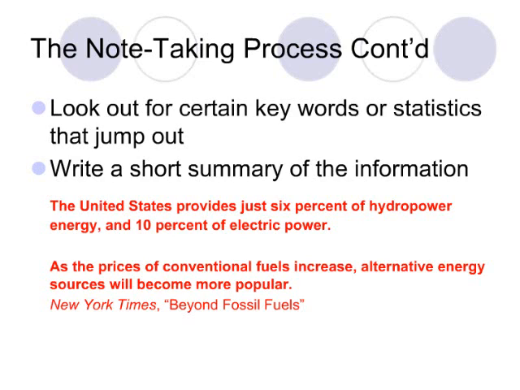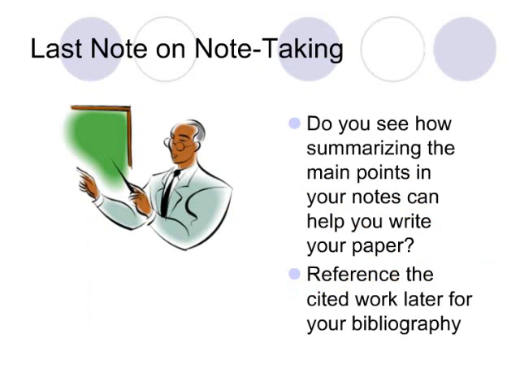The United States provides just 6% of hydropower energy and 10% of electric power. As the prices of conventional fuels increase, alternative energy sources will become more popular. New York Times, Beyond Fossil Fuels. Do you see how I summarized the main points of the article? This will allow me to use the information in my paper. Later, when I write my bibliography, I'll go back to the website to get all the correct information.